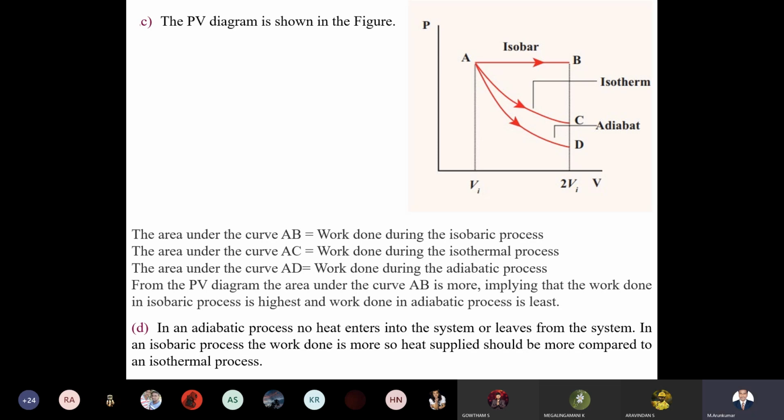So implying that the work done in isobaric process is highest, and work done in adiabatic process is less. We know the area under the curve will give you the work done. So the area will be more for isobaric process, so the isobaric process will give you more work done. Then the area under the curve of adiabatic process is less here, so that will give you less work done.